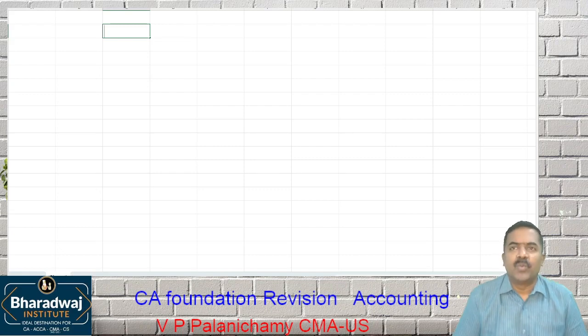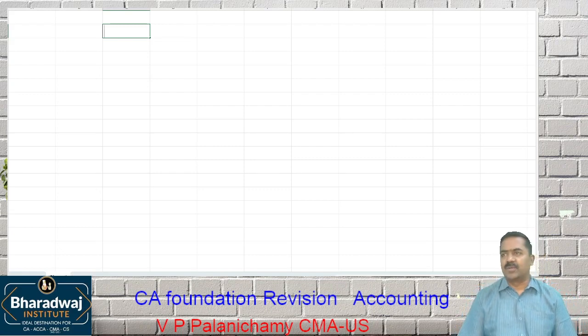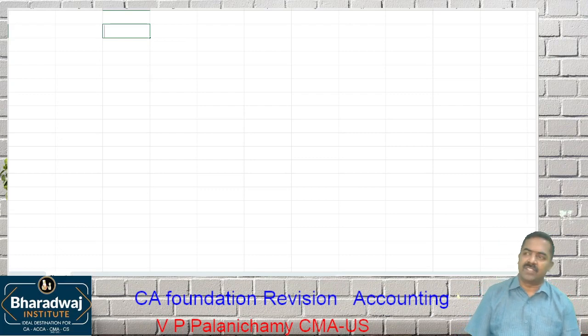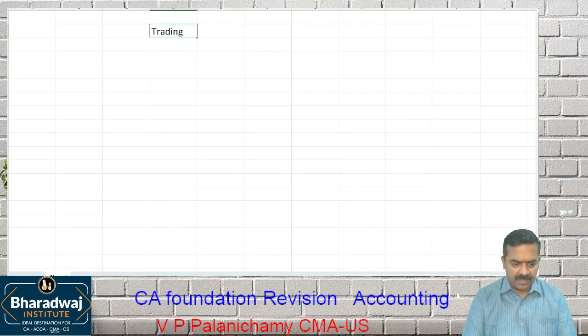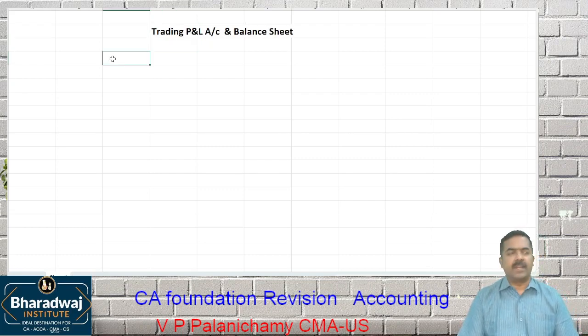Good morning. We will start with final accounts of a trader, then manufacturing account and trading P&L account, then we will proceed further. What do you mean by final accounts? We prepare which account? Trading, profit and loss account, and which one? Balance sheet. Of course.